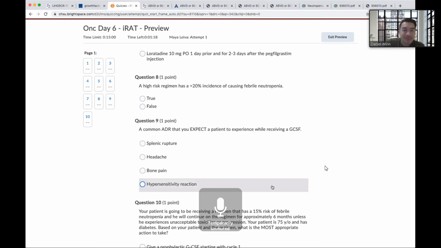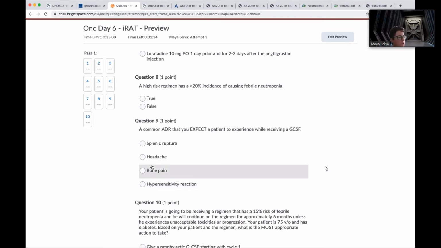Any bone pain? That's right, bone pain. So splenic rupture is an awful ADR that can happen, but it's pretty rare. I mean, we're talking probably less than 1%. Headache isn't really super common.